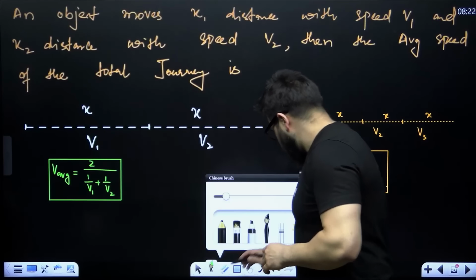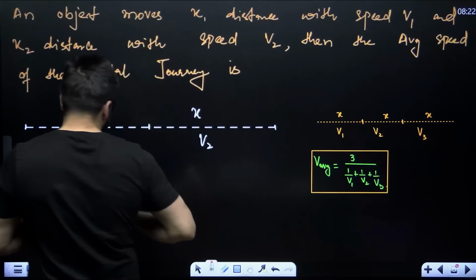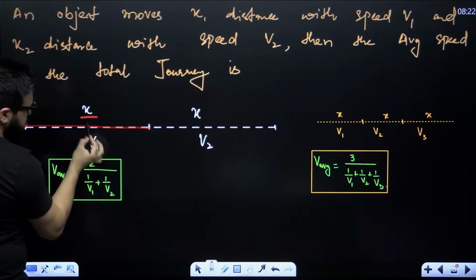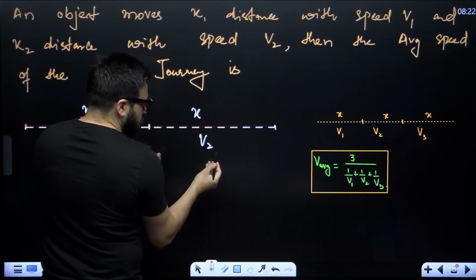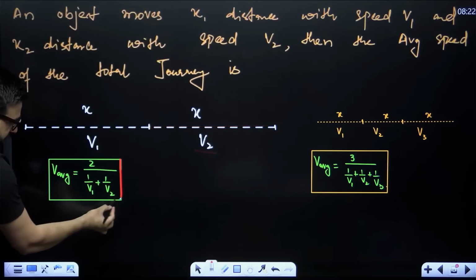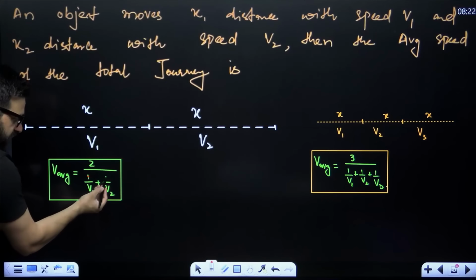First one is simple. This is a question of average velocity. Let's suppose an object covers this distance x with velocity v1, then it covers the next x with velocity v2. Same x, same x. If they ask you to find the average velocity or average speed, that will be 2 upon 1 by v1 plus 1 by v2.